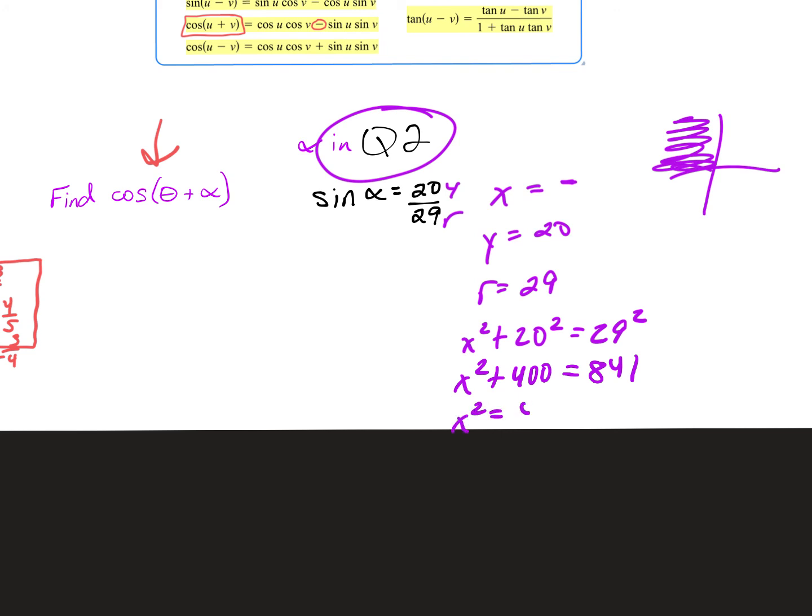X squared equals 441. What's the square root of 441? 21? You guys are going to have a calculator, so you need to make sure you know that.